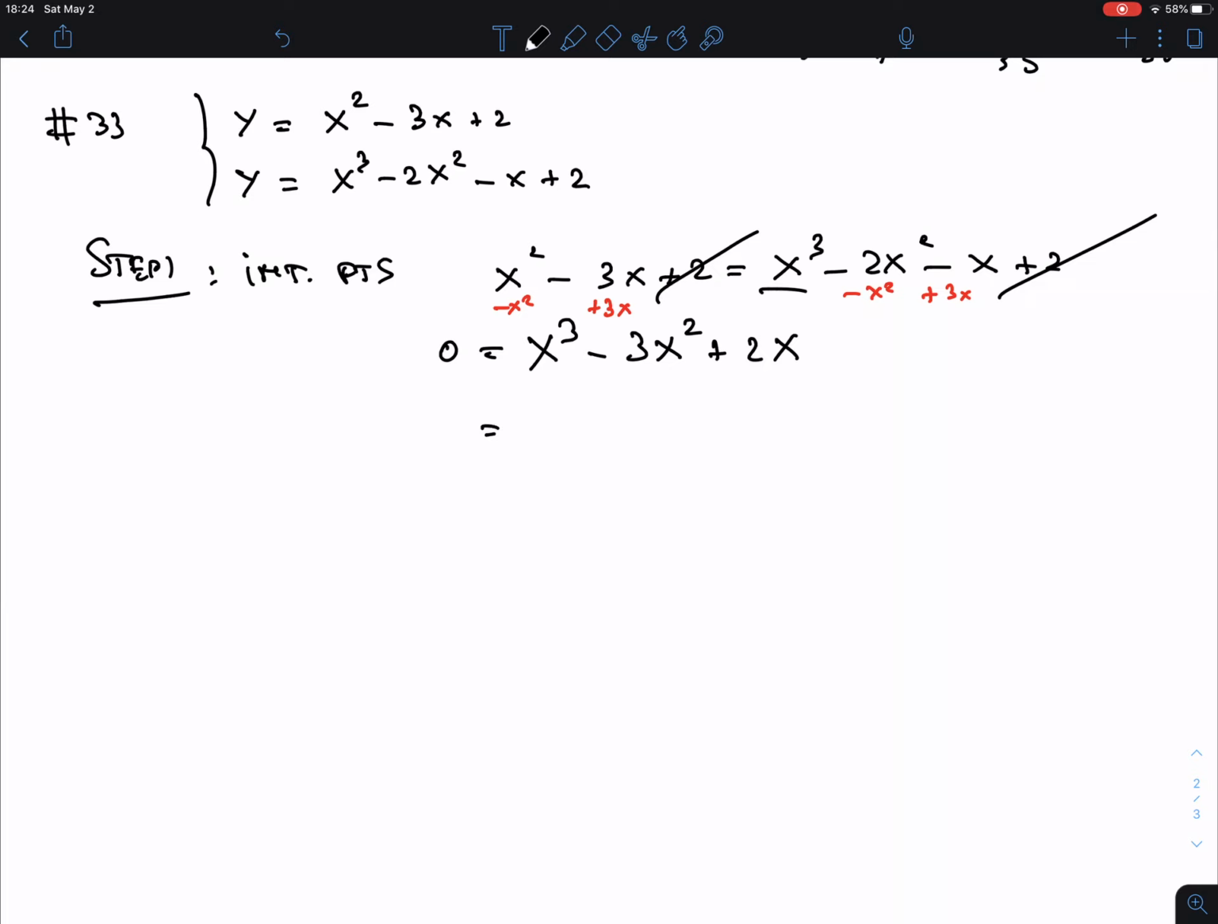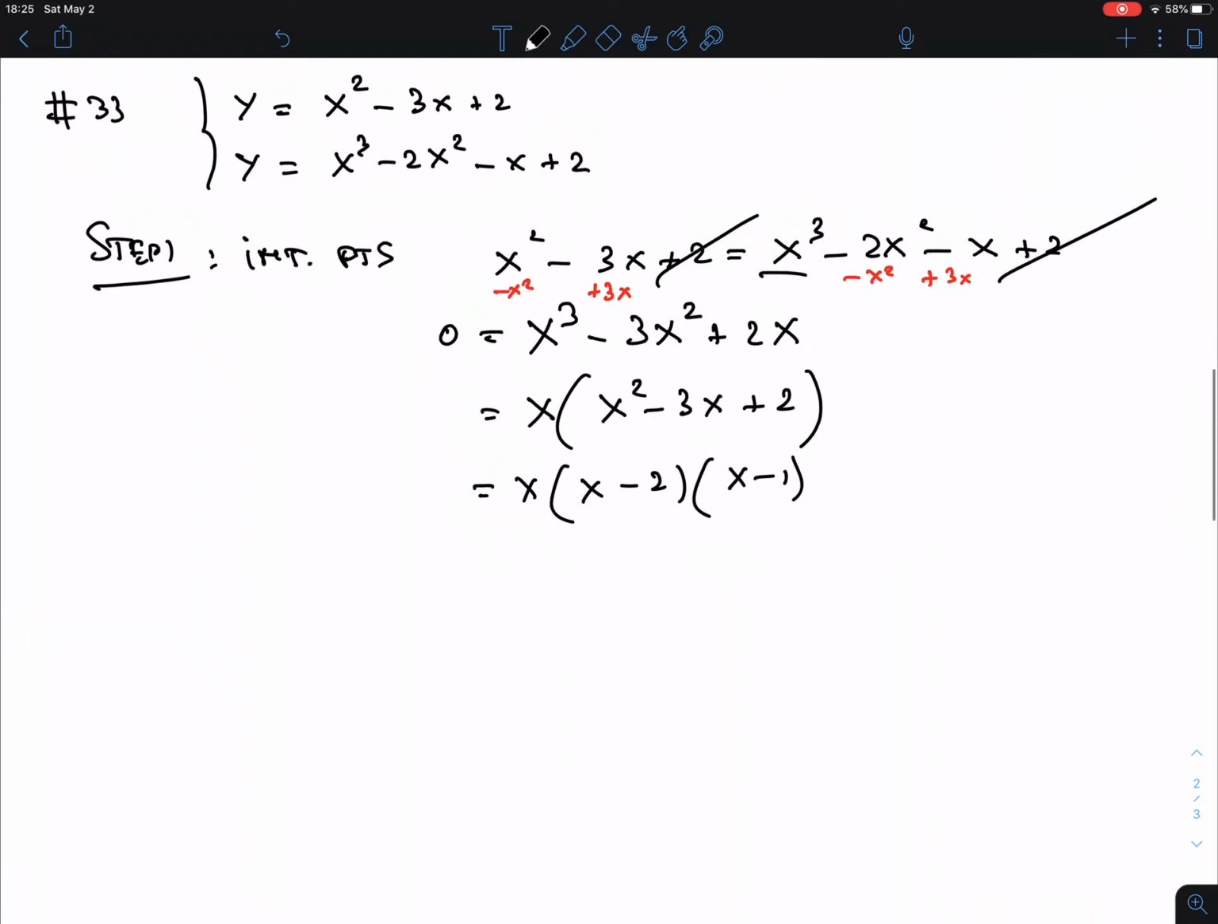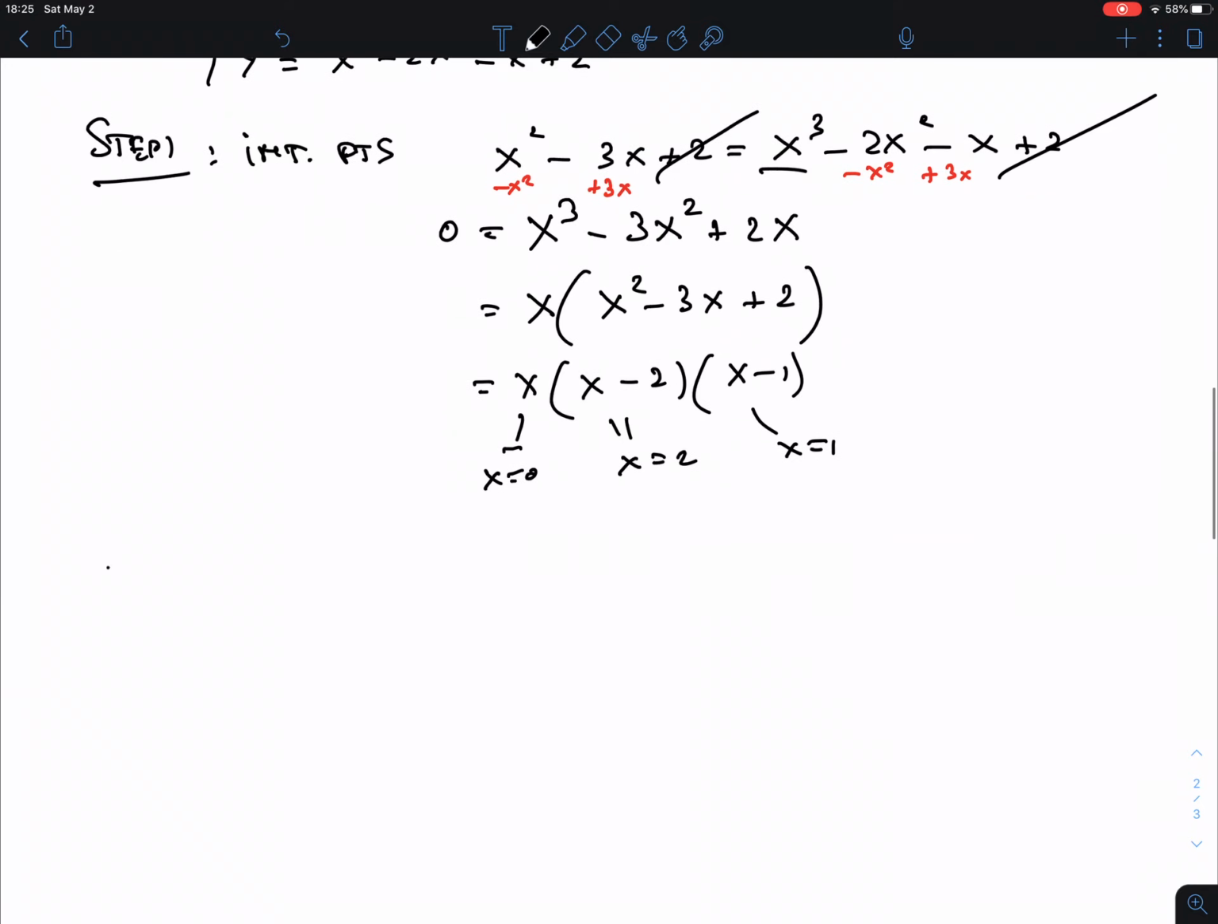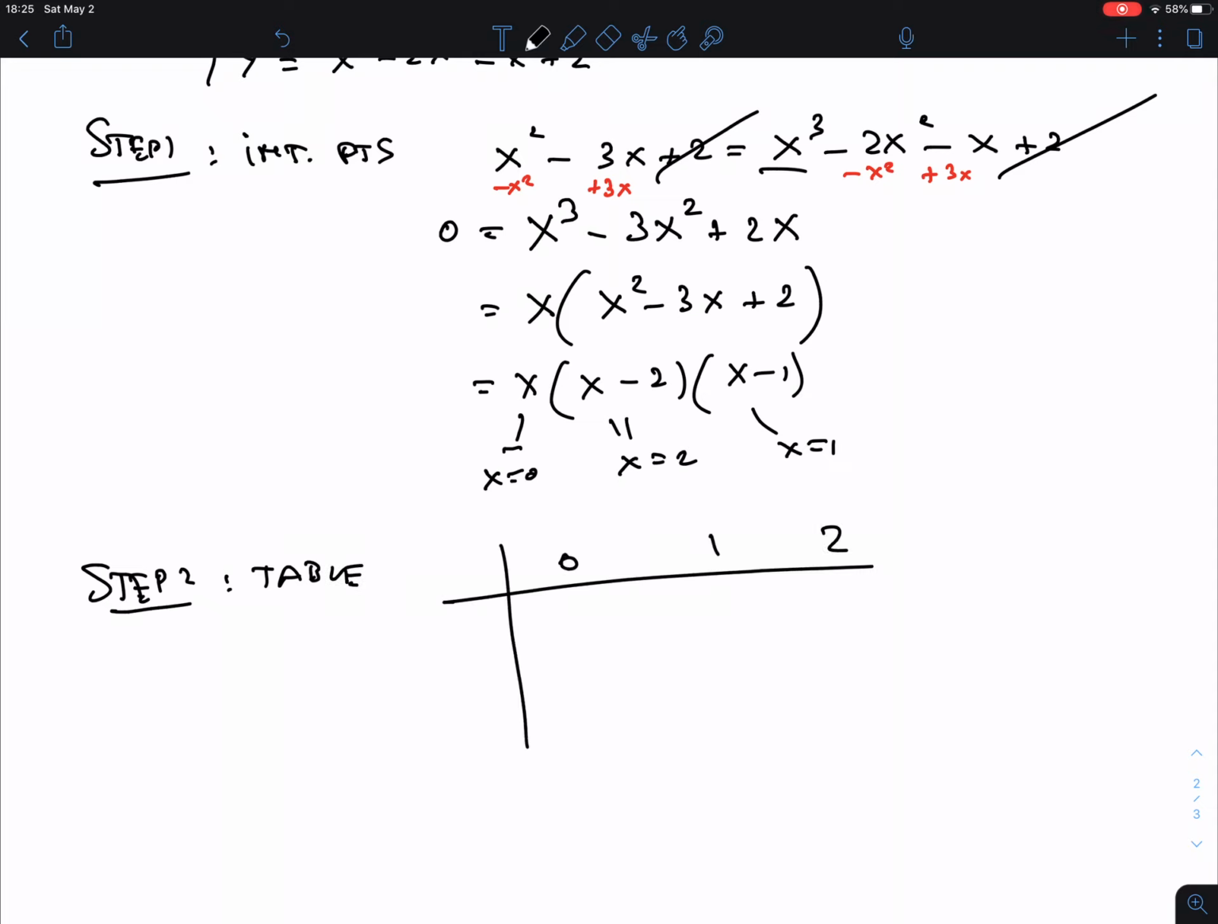Again, we have a factor x here that we can factor out. That's x squared minus 3x plus 2. And now we need two numbers that multiply to 2 and add up to negative 3, which is the ones I did here. Okay, so we get solutions. X is 0, x is 2, x is 1. And step 2, the table, we have to put them in order. So be careful, now the order is 0, 1, 2.